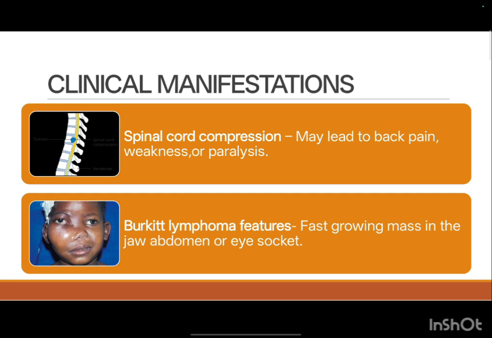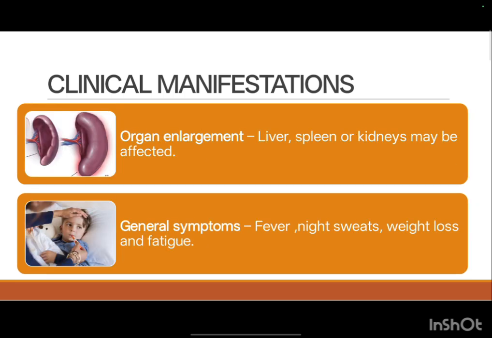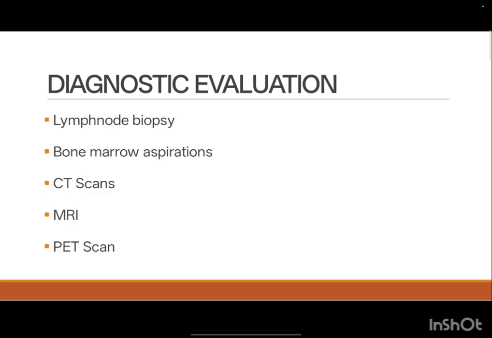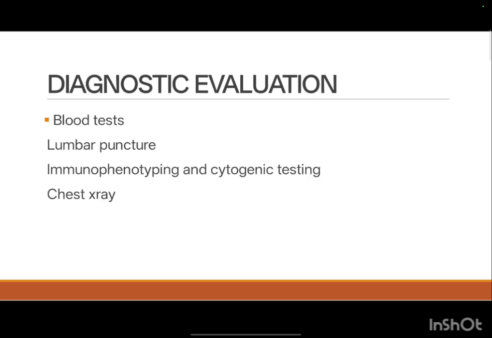Burkitt lymphoma features: fast growing mass in the jaw, abdomen, eye socket. Clinical manifestation: organ enlargement, liver, spleen, or kidney may be affected. General symptoms like fever, night sweats, weight loss, and fatigue. Diagnostic evaluation: lymph node biopsy, bone marrow aspiration, CT scans, MRI, PET scan. Blood test, lumbar puncture, chest X-rays.